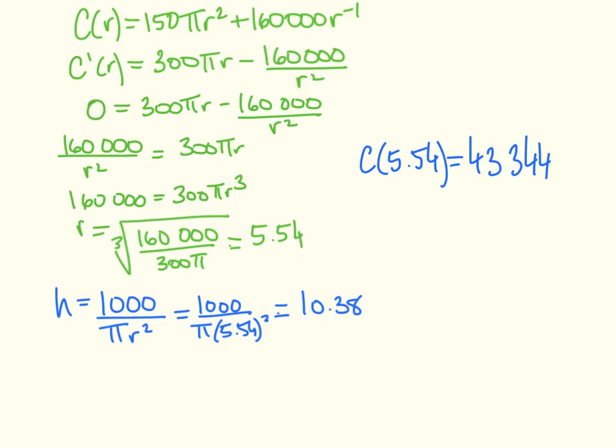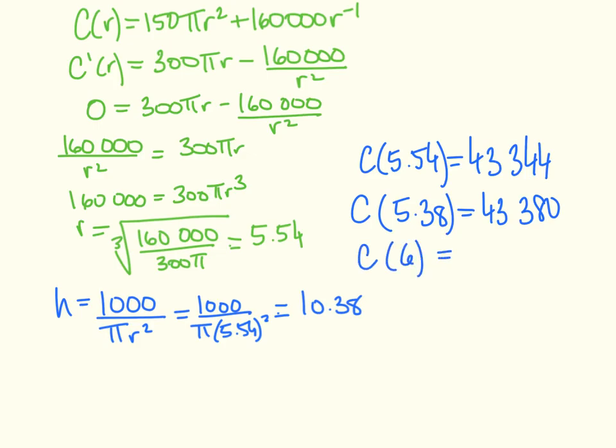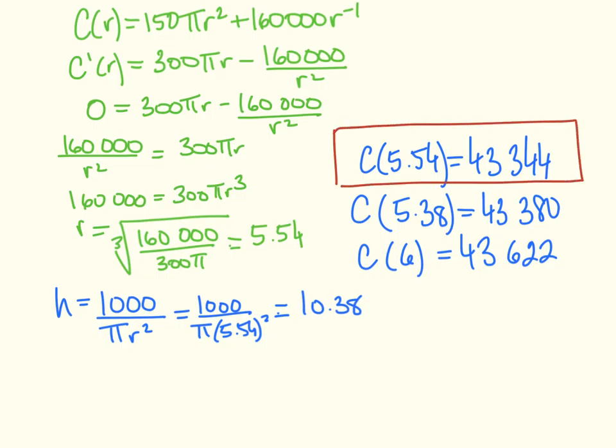43,344. And of course we want to check all our points. So we found our range for the radius earlier, and our value was 5.38. That was from part A. And the value for that is 43,380. And I also want to check our other endpoint, which was 6. And so that is 43,622.